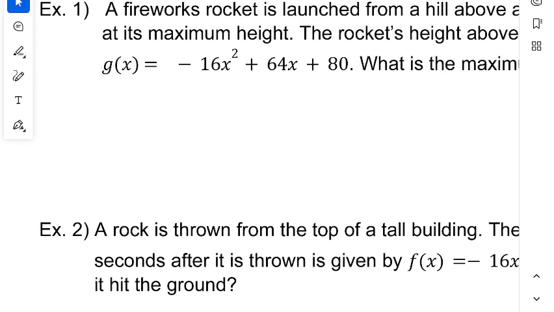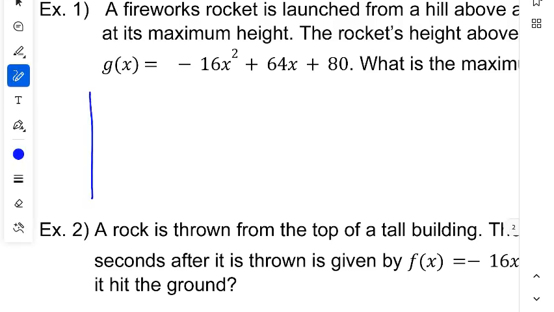So real quick, let's make a little graph. And we're going to put it on that graph. The x-axis is going to represent time in seconds. Leave a little bit of room so we can put some numbers there. And then the y is going to be our height in feet.